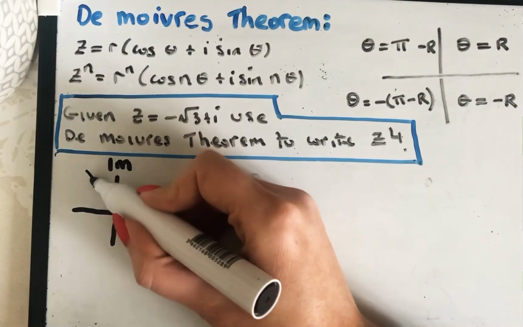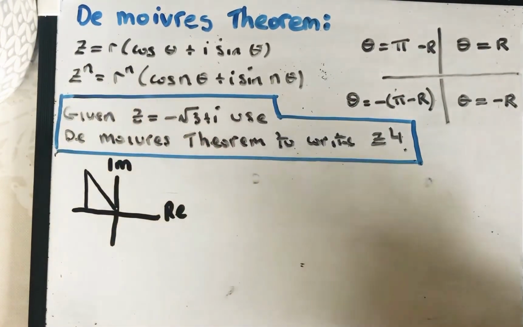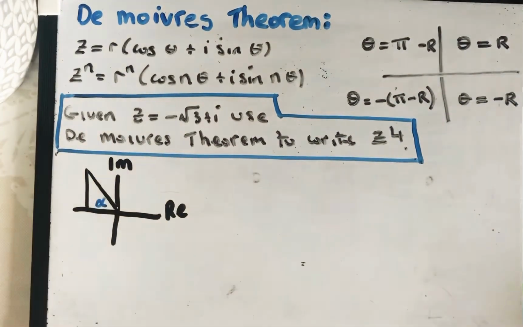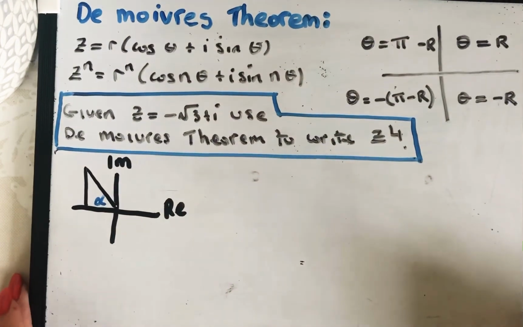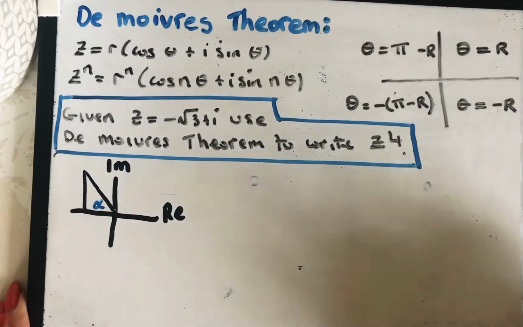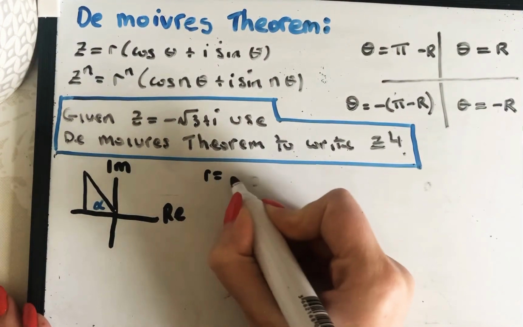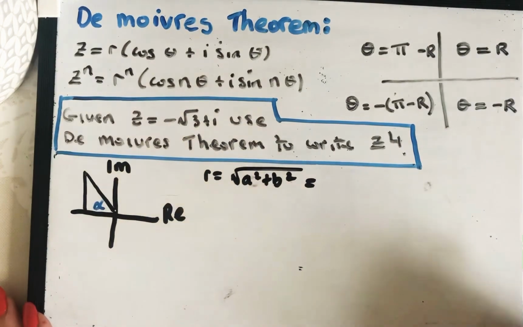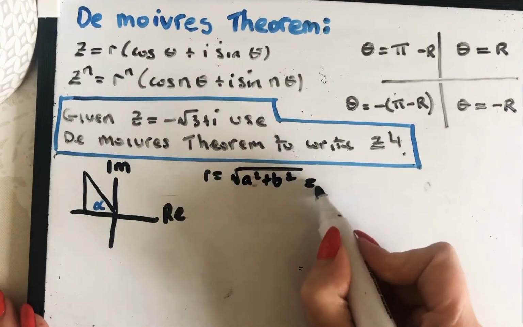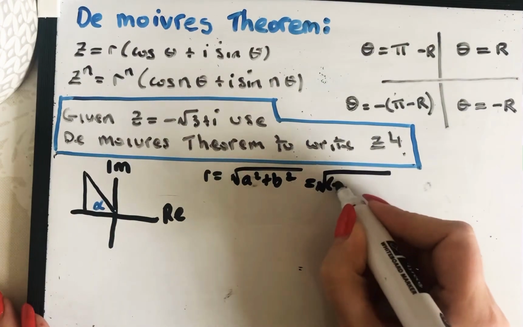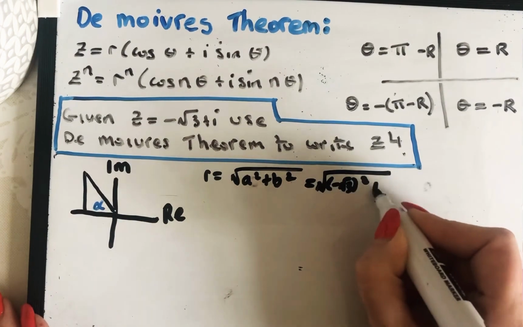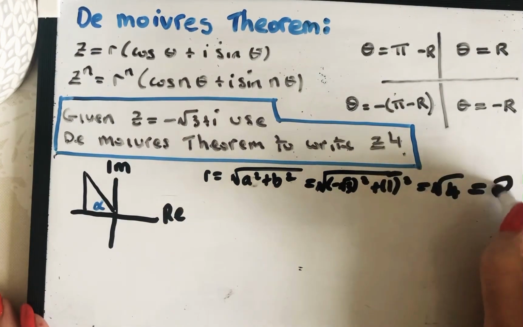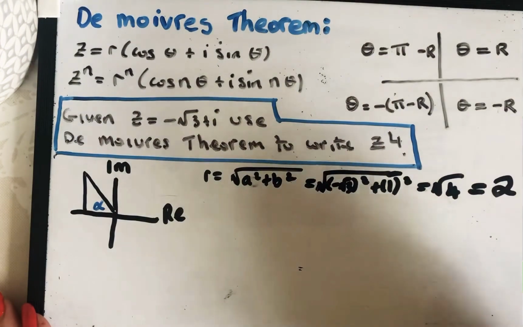So our complex number is in the second quadrant. So let's label this as alpha over here. So we'll begin by finding out what is the value of our r and what is the value of our reference angle alpha. So r is equal to the square root of a squared plus b squared. So I would recommend learning off that formula. So we have minus root 3 to be squared plus 1 to be squared, which is root 4, which is 2. So the value of our r is 2.